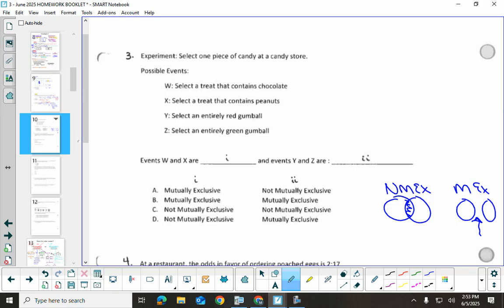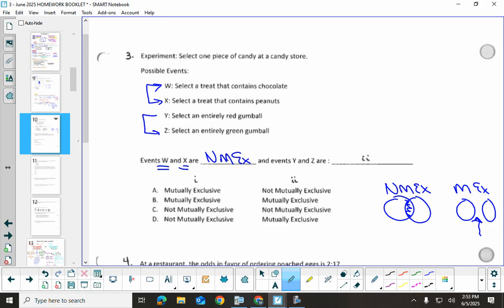You're going to select one piece of candy at a candy store. You could select a treat that contains chocolate. You could select a treat that contains nuts. You could select an entirely red gumball. You could select an entirely green gumball. Events W and X. Okay, those two. Is it possible to have overlap? Could you have a chocolate bar with nuts in it? Yes. So these two are not mutually exclusive because they could have overlap.